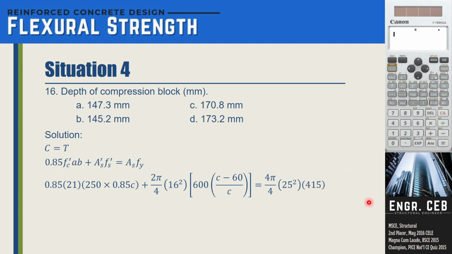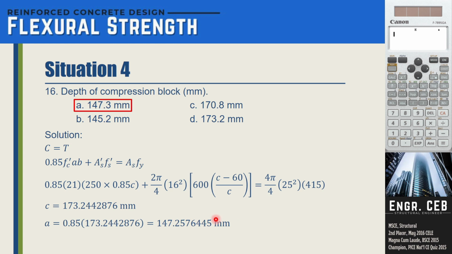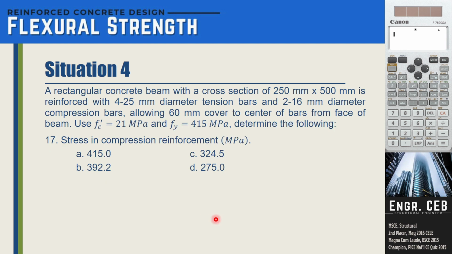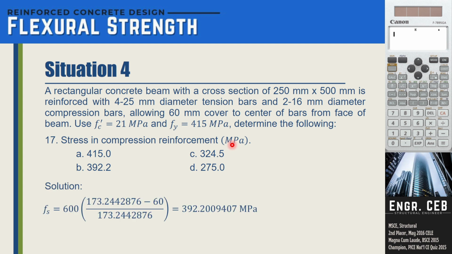Okay, so we can now solve for the value of c. We can now compute the new value of a, that is 0.85 of c, and that is 147.26. So this is now the correct value of a, and that is letter A. Okay, next, stress in compression reinforcement. So we are asked for the stress in compression reinforcement. So let us just substitute the computed value of c in the formula 600 times (c minus d prime) over c. And that is 392. And that is letter B.